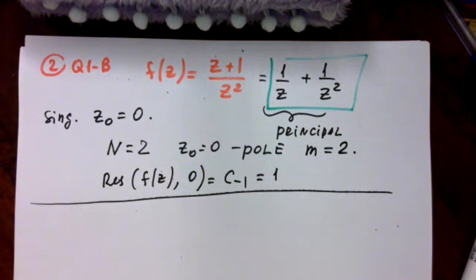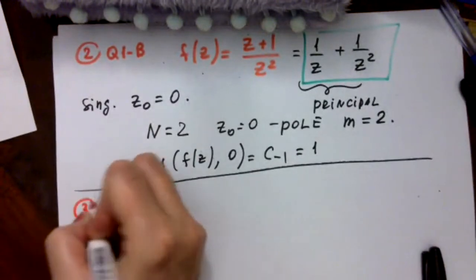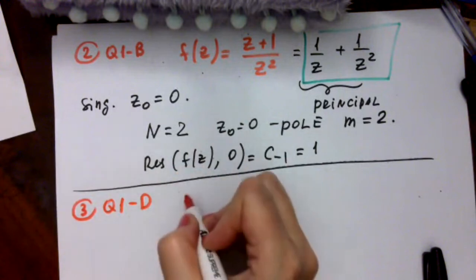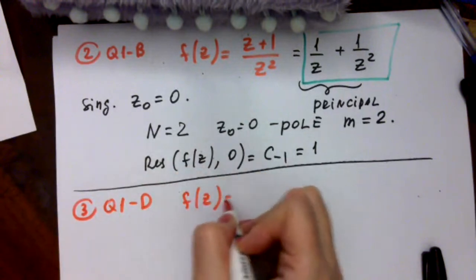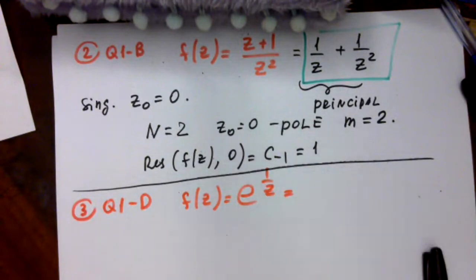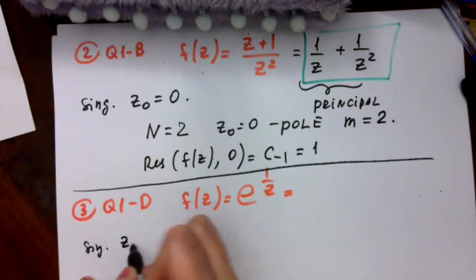So we managed to solve 2 problems. Another problem will be quite easy. Let's move to the third problem. Third problem is question 1D from our tutorial sheet. So this time we are given f of z is equal to e to the power of 1 divided by z. What is the singularity point? Pretty obvious. It's z0 is equal to 0, of course.